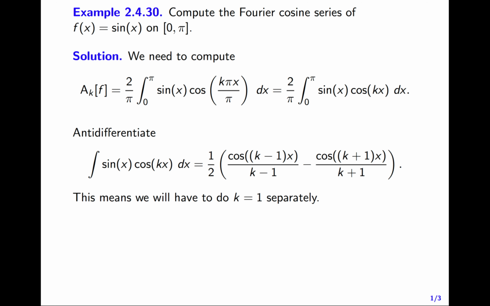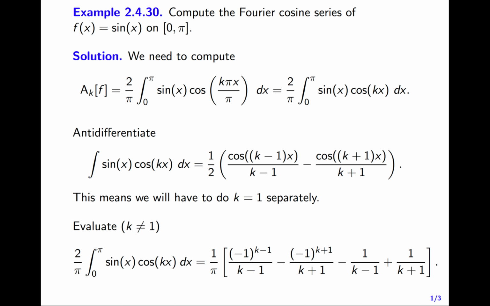And we look at this a little more carefully now, and we immediately see we're going to have to do the case k equals 1 separately. Because if I try to use this formula on k equals 1, I will have a division by 0 in that 1 over k minus 1 factor. So I'll handle k equals 1 separately. For now, let's evaluate this integral at k not equal to 1.